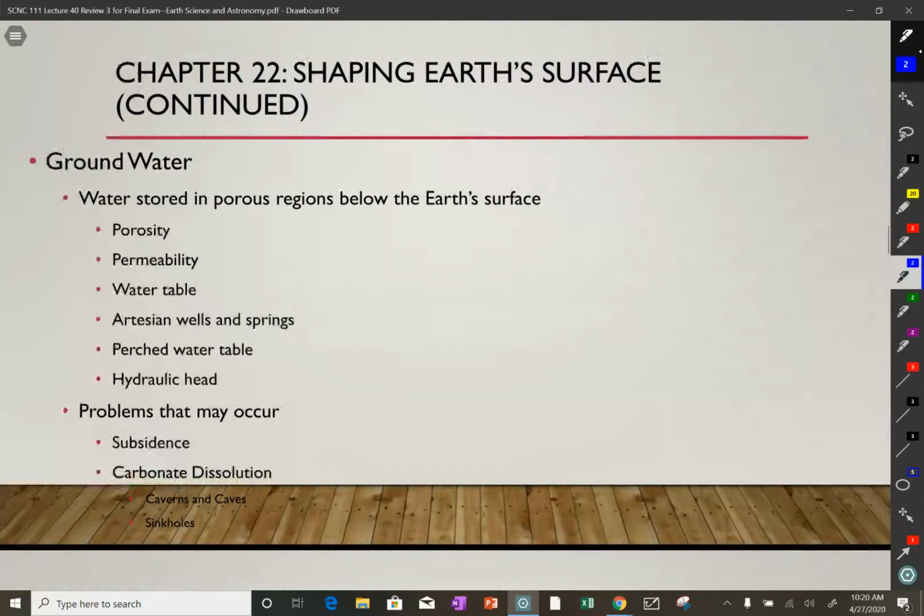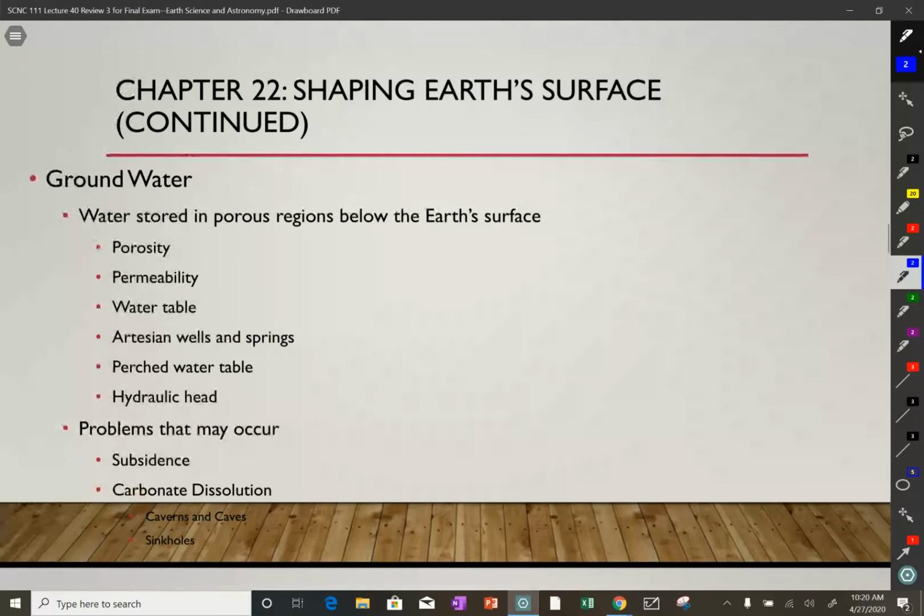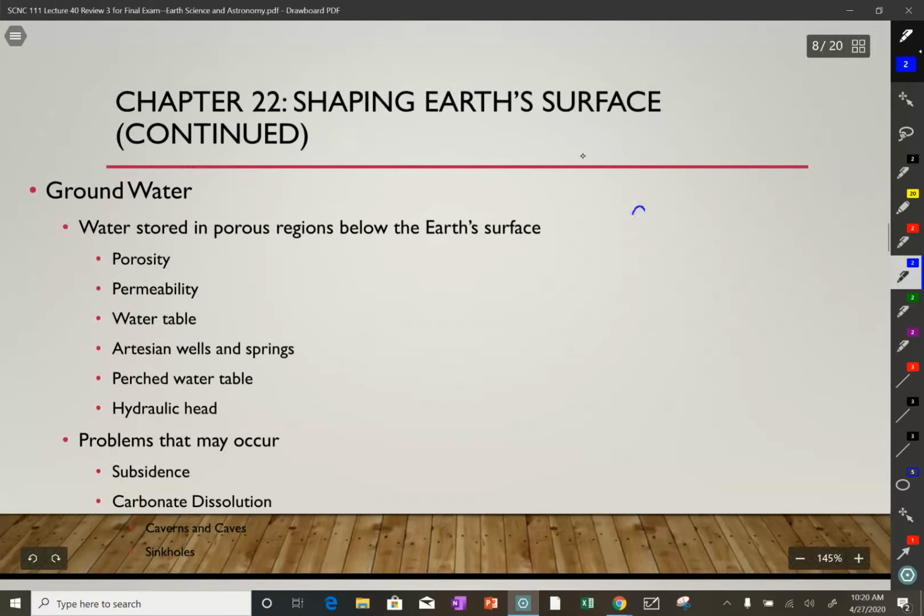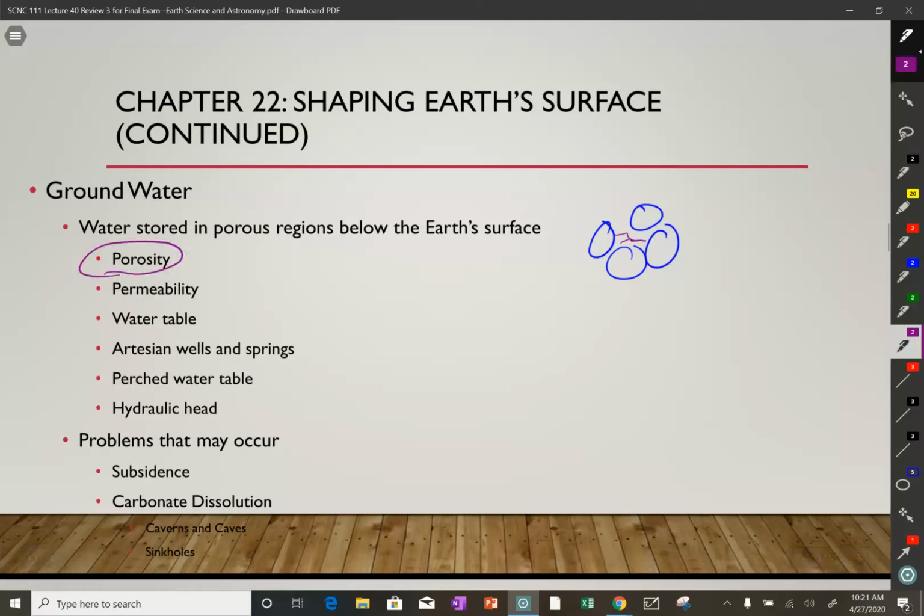So talking about groundwater, water is stored in porous regions. That's regions where you have gaps between the grains of the earth. And so those gaps can be filled in with water. And so porosity is a measurement of the percentage of open space in soil. The higher the porosity, the more water you can put into it. Permeability is a measurement of how easily you can push water through.